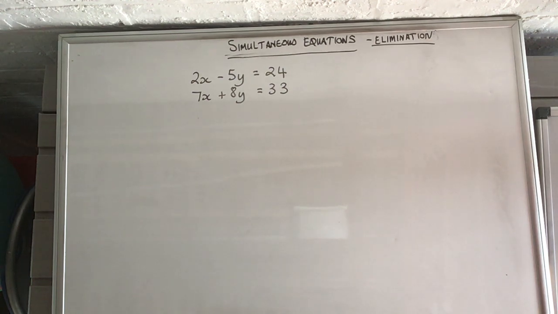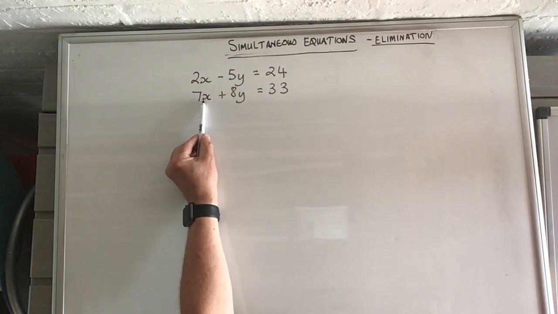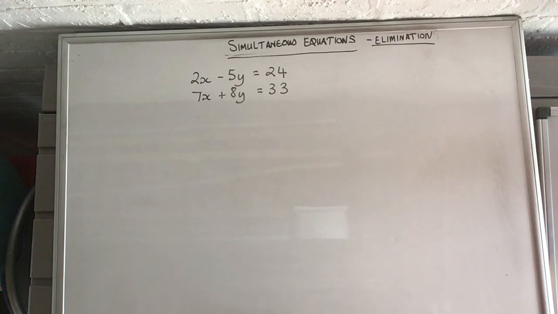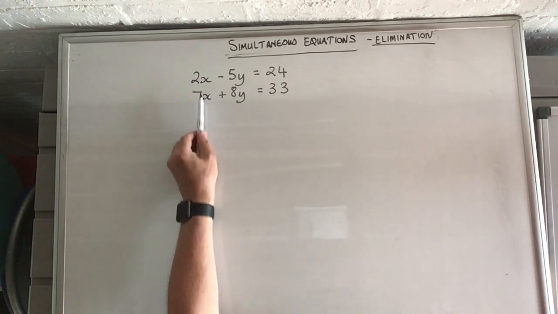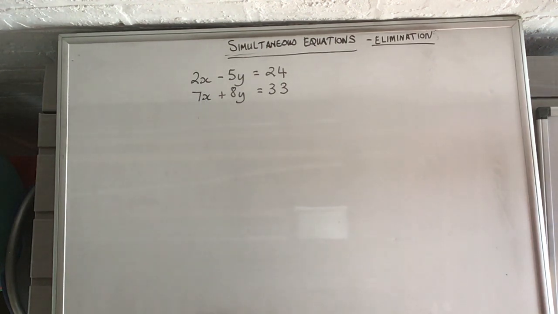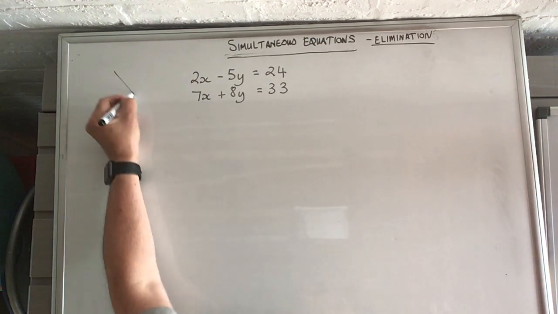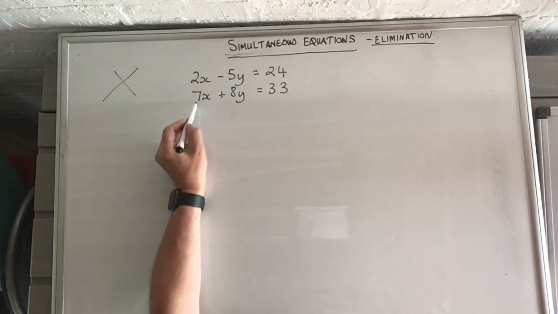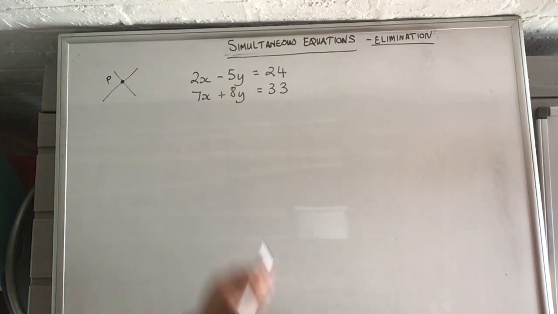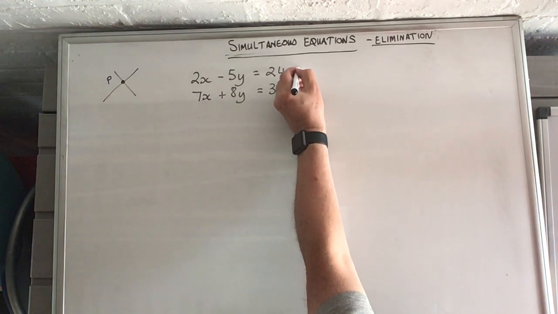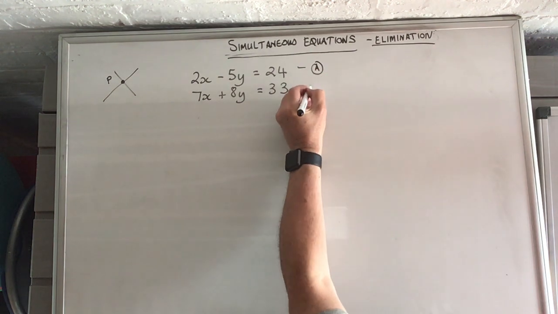Okay, so we're using the elimination, so we want to eliminate either this or this. Now, in the last example, I eliminated y. So I think this time I'll eliminate x, just to show you it doesn't matter which one you eliminate. And remember what we're trying to find? These are 2 lines, and we want to find out where they cross over. Okay. So call this equation A, equation B.